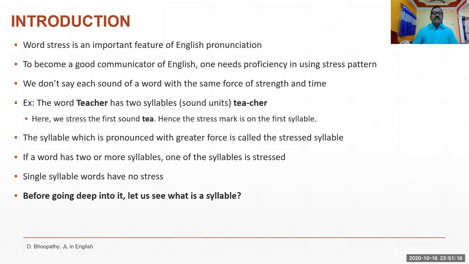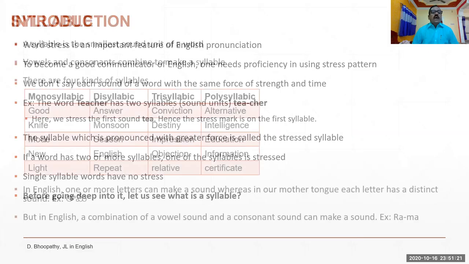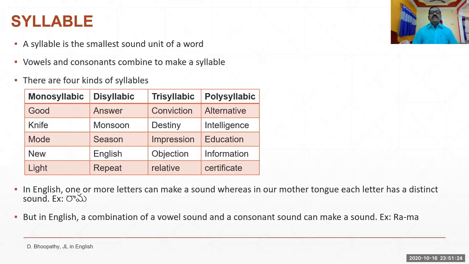Before going deep into it, let us see what a syllable is. A syllable is the smallest sound unit of a word. It is nothing but a sound. Vowels and consonants combine to make a syllable. Every word has one or many syllables. Every syllable is a combination of vowel and consonant. Together they make a sound. That is a syllable.